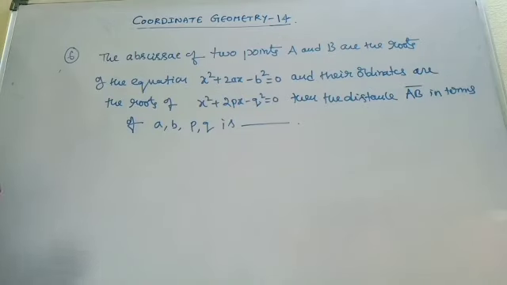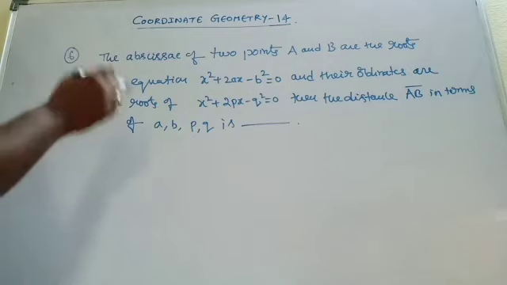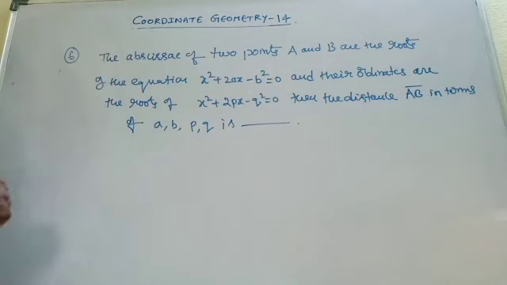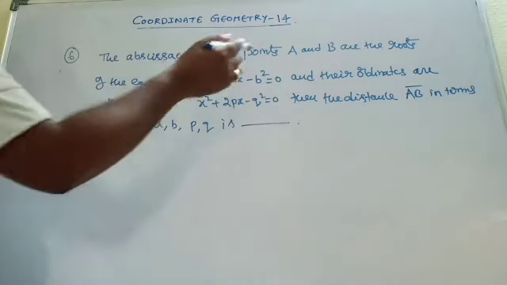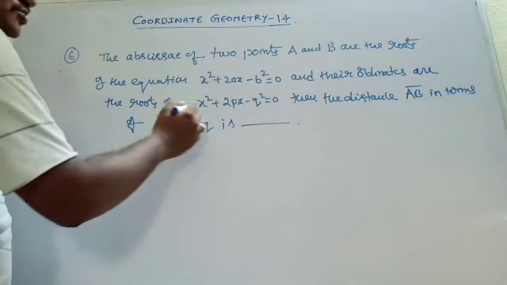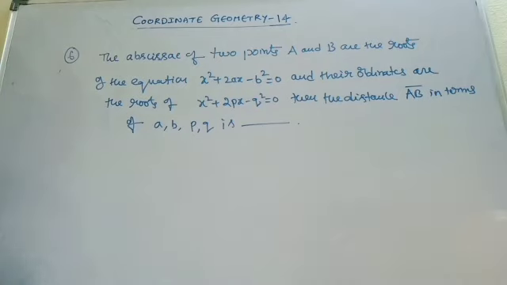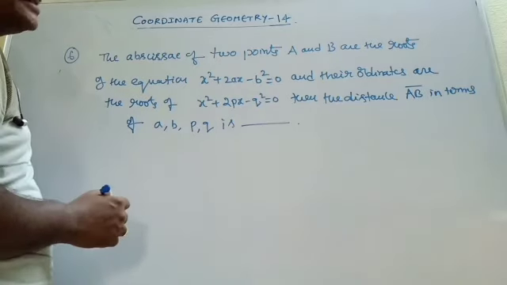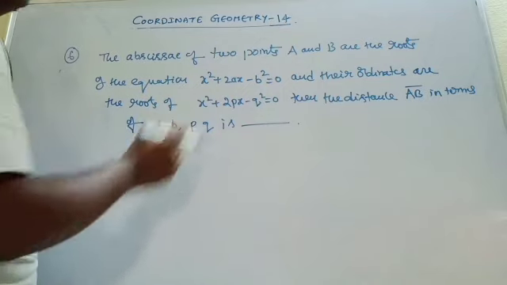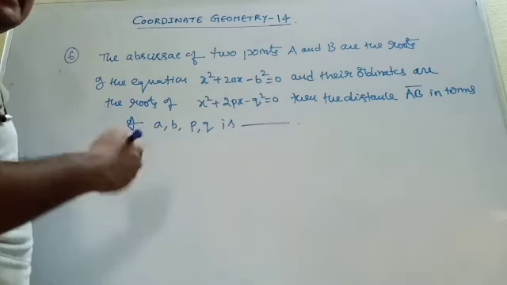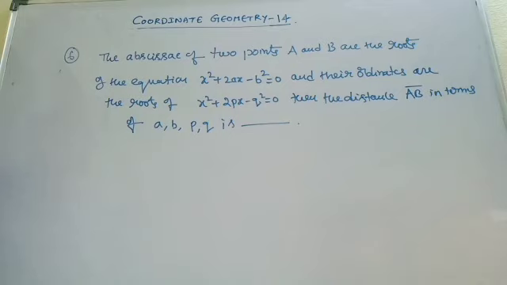Next we have the sixth one. It's an interesting and very, very important problem. The abscissae of 2 points, that means x coordinates of 2 points A and B, are the roots of this equation, and their ordinates, the y coordinates, are the roots of this equation. Then the distance AB in terms of a, b, p, q we want. Let us get the procedure and answer for this.